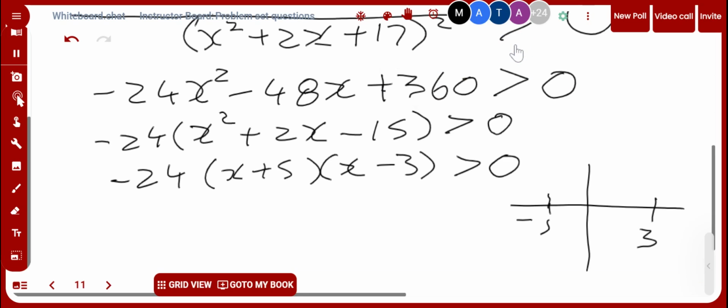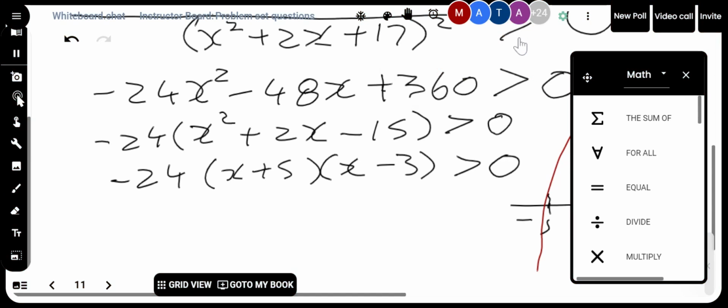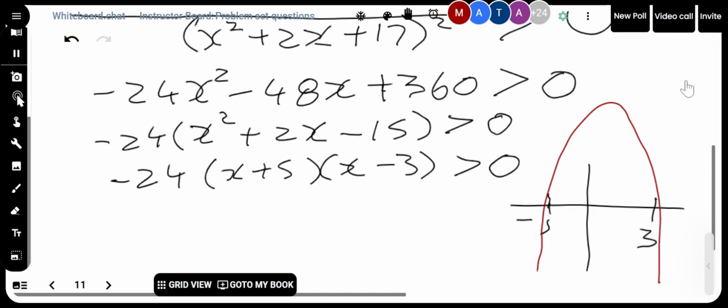All right, so Adam says it opens down, so I'm going to think it looks something like that. All right, festive. That's right, like Christmas in, what is this, February. All right, let me go back to my black. Okay, so there's my graph.